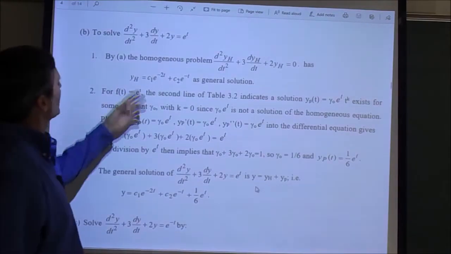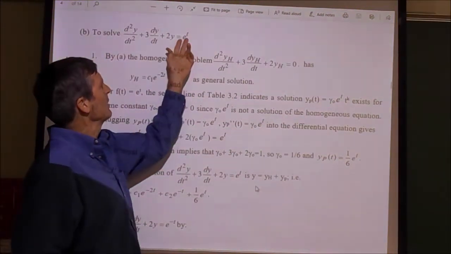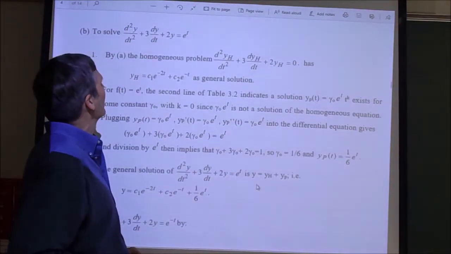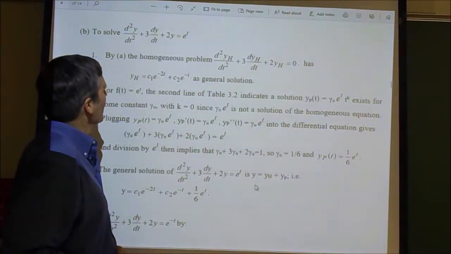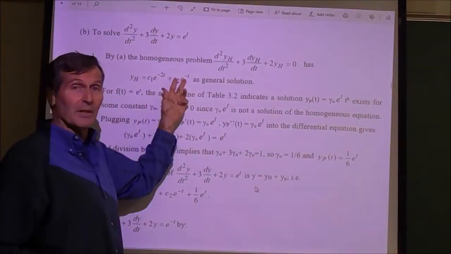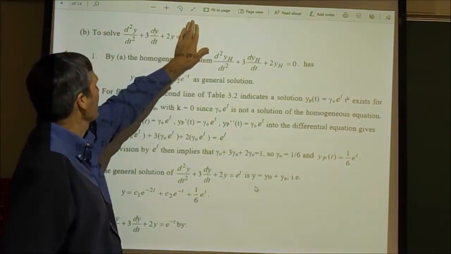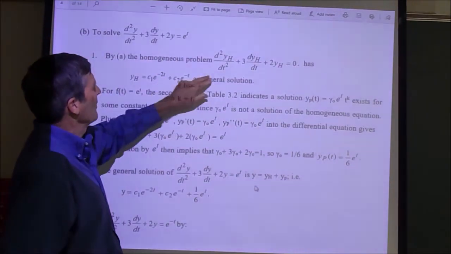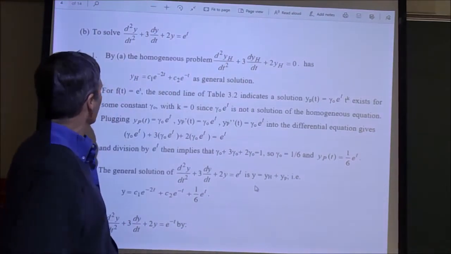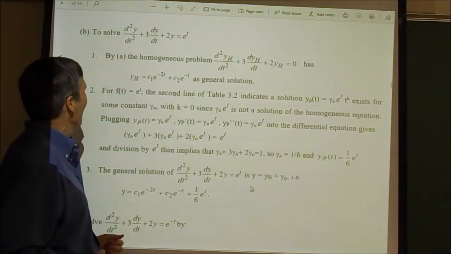How about this one? Suppose the right-hand side was not t, but e to the t. How do I solve this equation? Well, I already have the homogeneous problem from the last example, right? It's c1 e to the minus 2t plus c2 e to the minus t, because it's the same left-hand side. So I solve this with the right-hand side equals 0 the same way, and get the general solution to that.